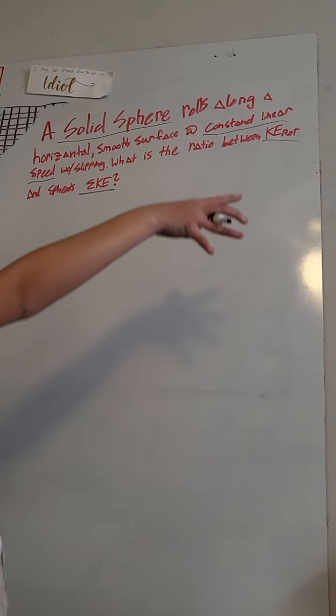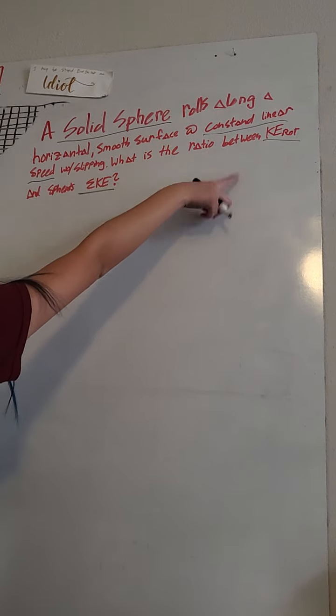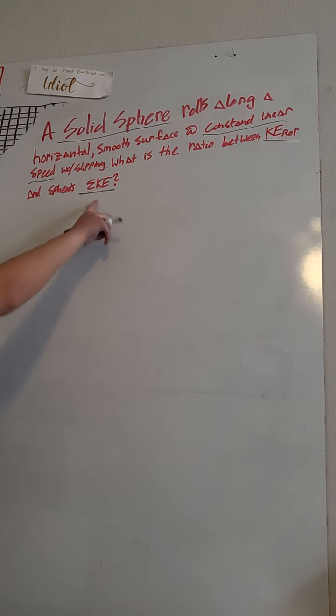Okay, so the answer I got for this question was 2 to 7, which is the ratio. So, here's how to solve it. The first thing I like to do is underline what I need to know from the question. So that is solid sphere, constant linear speed, and the KE rotational and total kinetic energy.